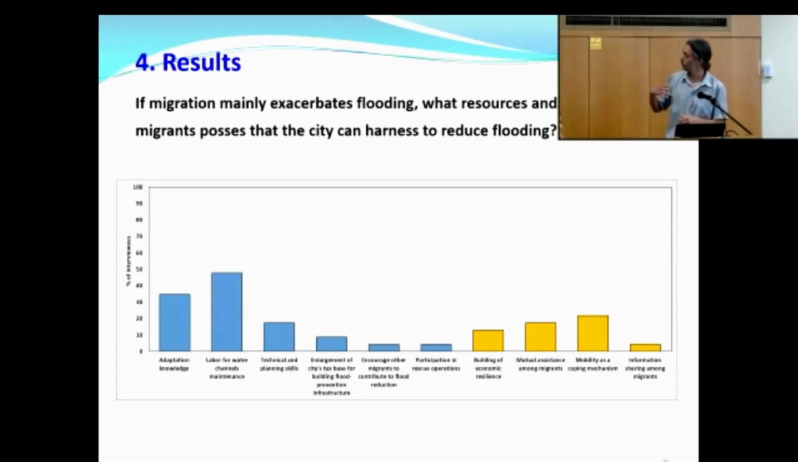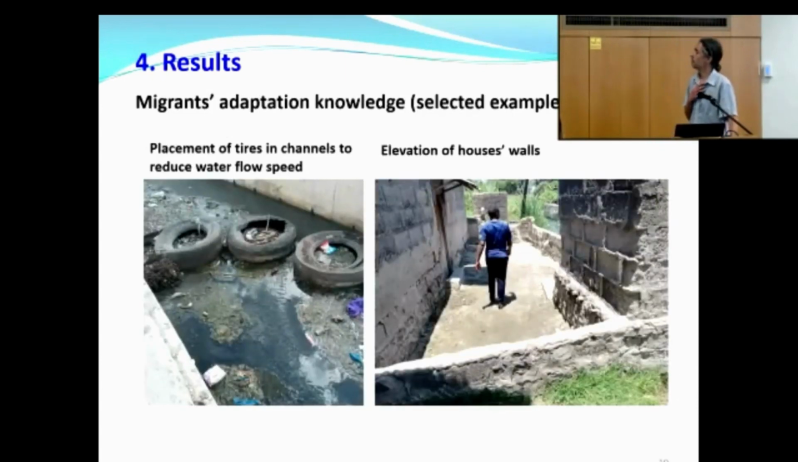And some of them, again, looked at migrants as a kind of productive asset in the more traditional sense, and said that they contribute to the city's economy and enlarge the city's tax base, so the city can fund more infrastructure to prevent flooding. But the migrants are viewed, again, very differently here, not really as sources of knowledge. So these are just two examples of migrants' adaptation knowledge and how it applies to reducing flooding.